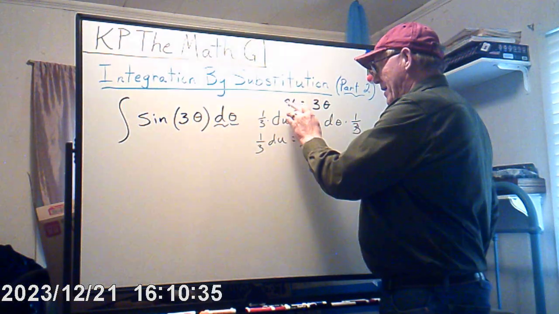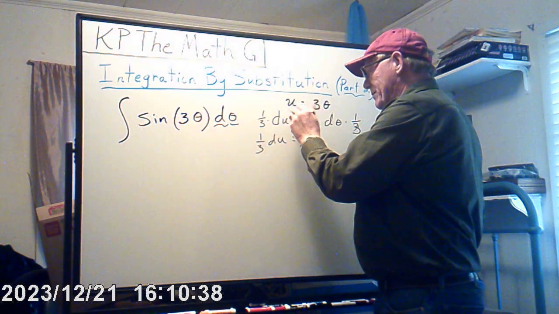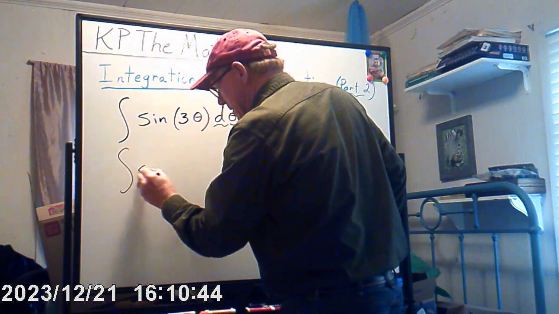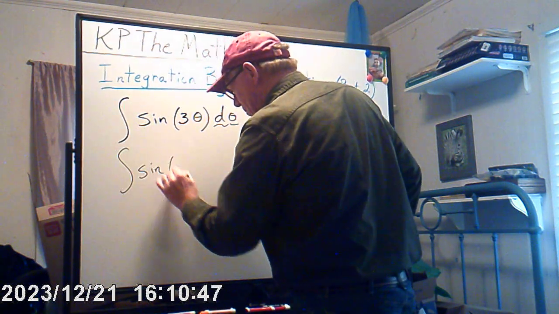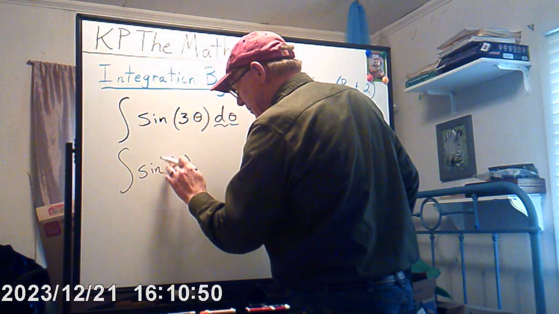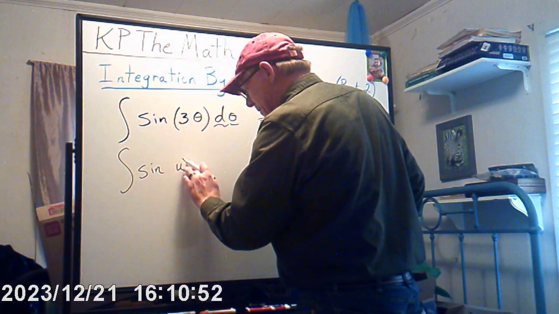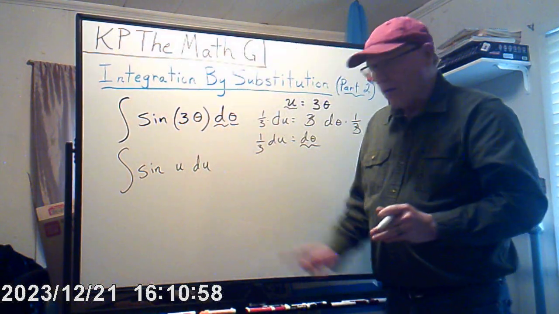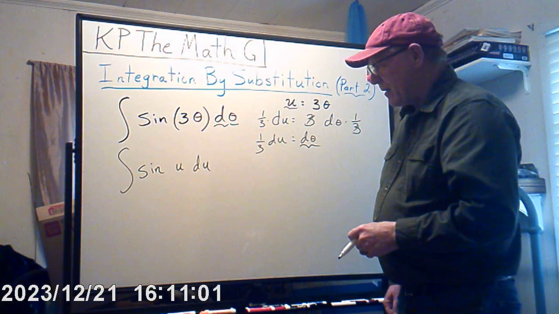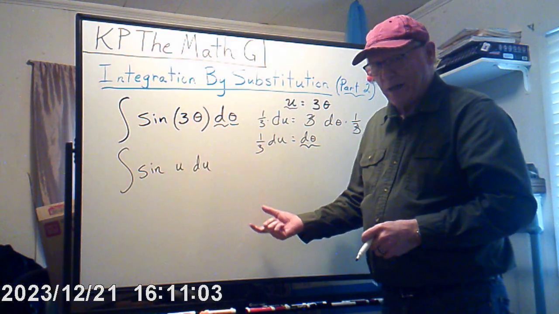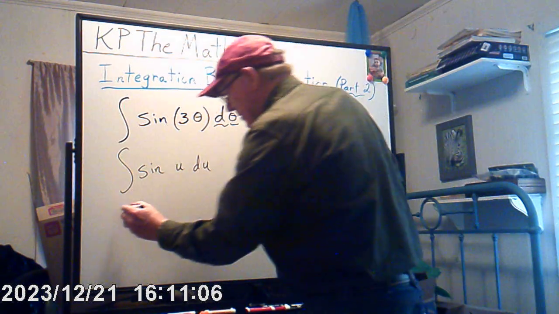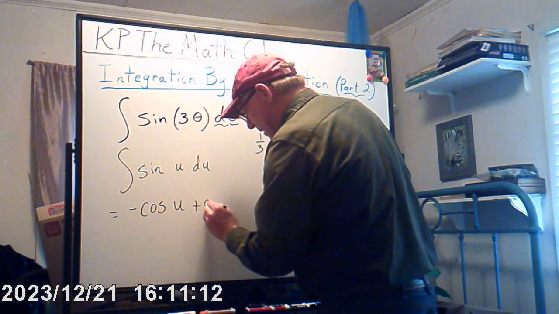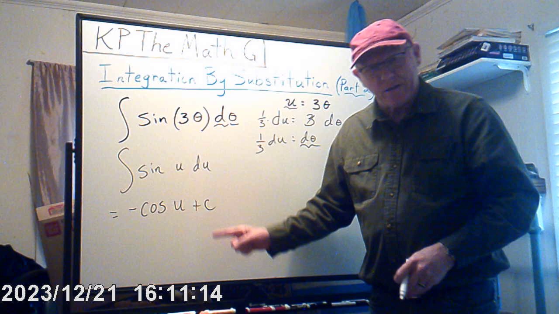Now u is 3 theta, so I'm going to put u in place of 3 theta. So sine of u du. Now I know what that is. The antiderivative of sine is negative cosine, so this is equal to negative cosine u plus c. Don't forget your plus c on the end of it.